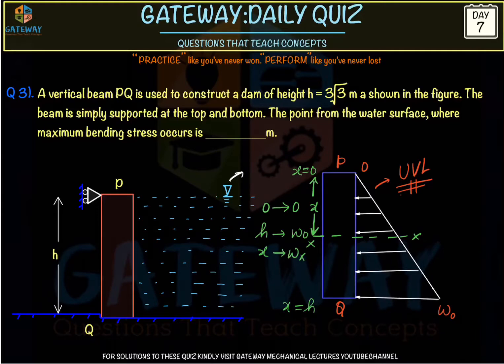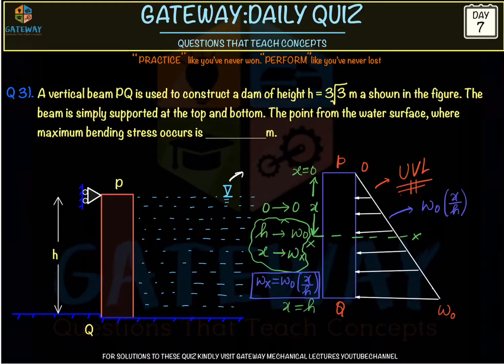By taking these both, we can get the value of Wx. Nothing but Wx is equal to W naught into x upon h. So now at any point x, we can calculate the value of load acting. So this variation is W naught into x upon h. Okay. Now anyhow we have taken the section xx. Now what we'll do is, since it is a simply supported beam, we'll take the reactions on it. In the next page we'll be doing the solution.